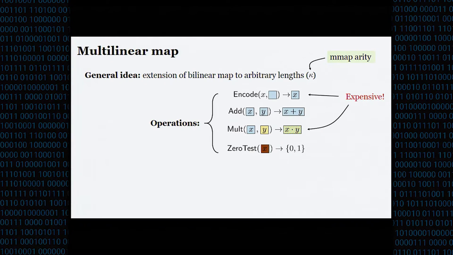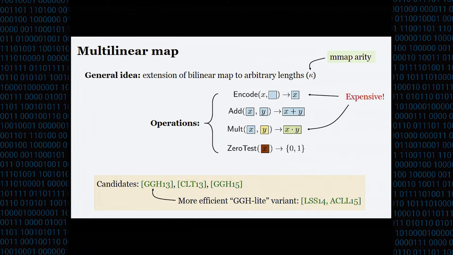So it's important to note that encoding an element into the multilinear map is expensive, as well as multiplication. And as we increase kappa, the multilinear map arity, these get more expensive. So currently, there are three candidates for multilinear maps: GGH13, CLT13, and GGH15. And GGH13 has been optimized in this GGH light variant. And in this work, we implement these, or we provide support for the first two candidates.